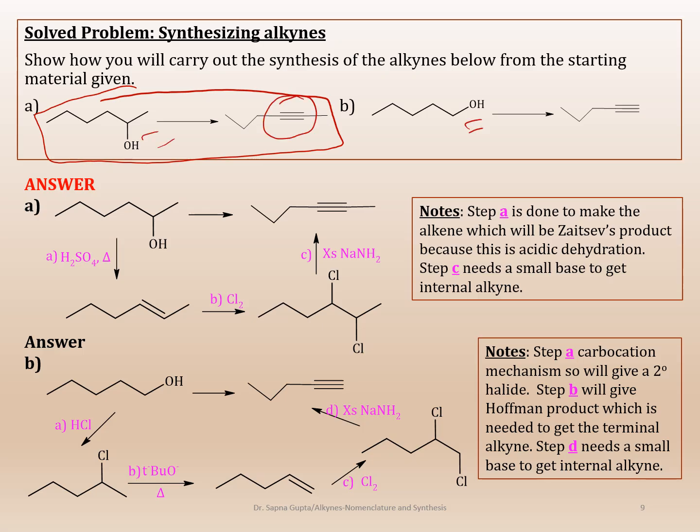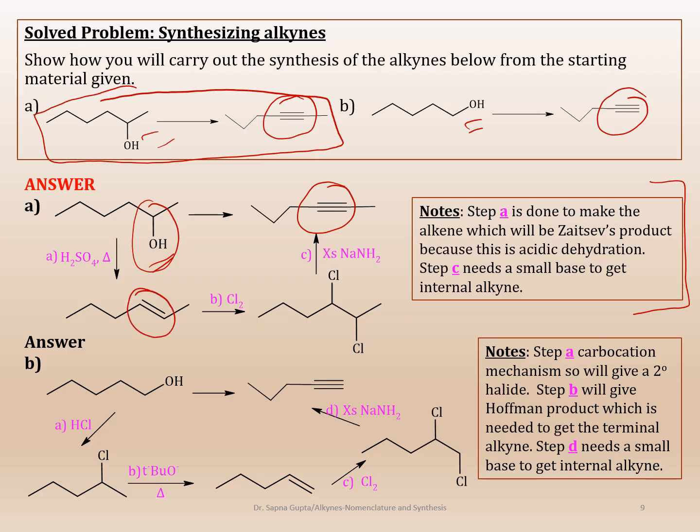This one I'm getting an internal alkyne, and in this I'm getting a terminal alkyne. That's what I'm making. So let's look at how to go from a secondary alcohol to an internal alkyne. I've given you all the explanation over here when you're reading the PowerPoint, so you know what my thought process is. My thought process is that I'm going to dehydrate this alcohol. Since this is a secondary alcohol, I'm going to get an internal alkene.